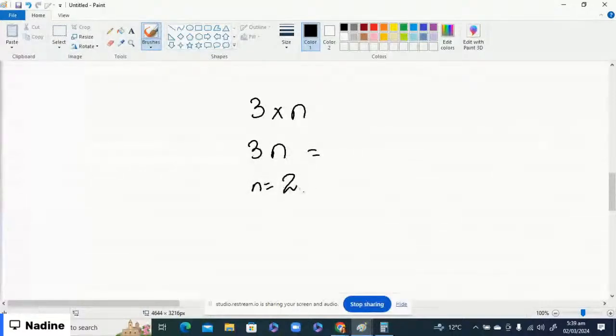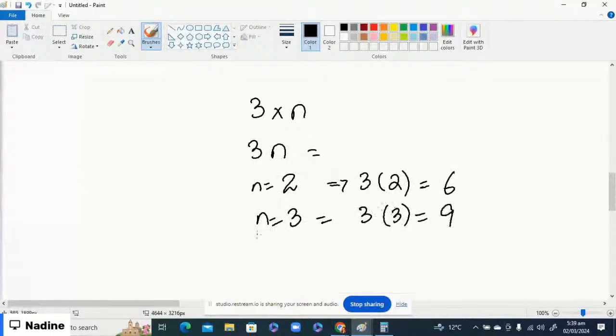What's the answer for n is 2? 3 into 2, 3 times 2 is 6. Now n is equal to 3, then 3 times 3 is 9. Now n is equal to 4, so 3 times 4 is 12.